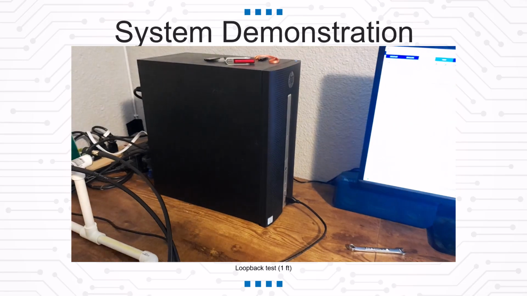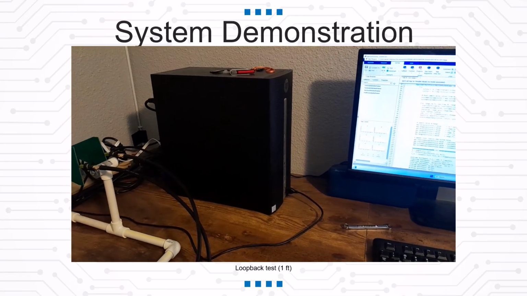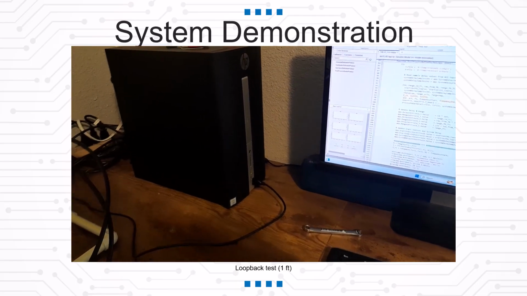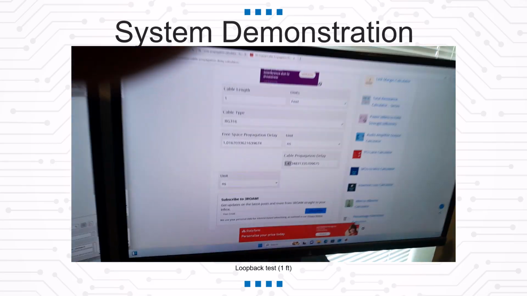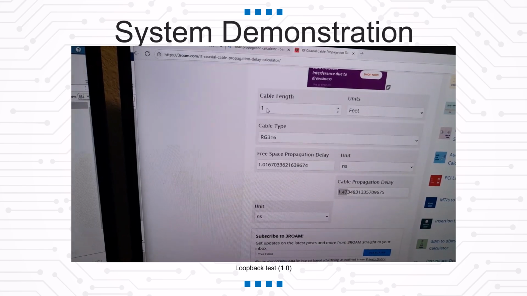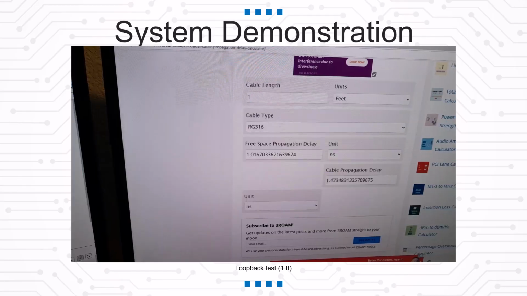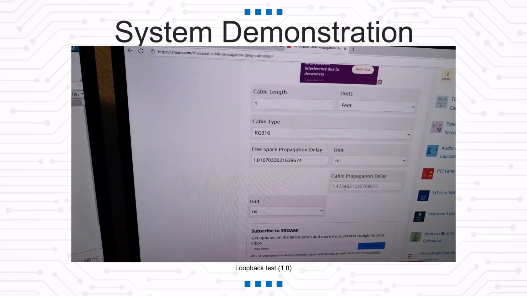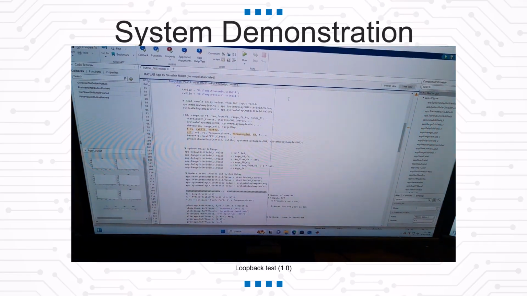I'm using my desktop computer. Both software-defined radios are connected to USB 3.0 for better latency, and then the GPS disciplined oscillator is just hooked up to the USB 2.0, mainly to just power it. So before we get started, I pulled up a propagation delay calculator. A 1-foot section of RG316 should have a cable propagation delay of 1.47 nanoseconds, which is a really small time delay.